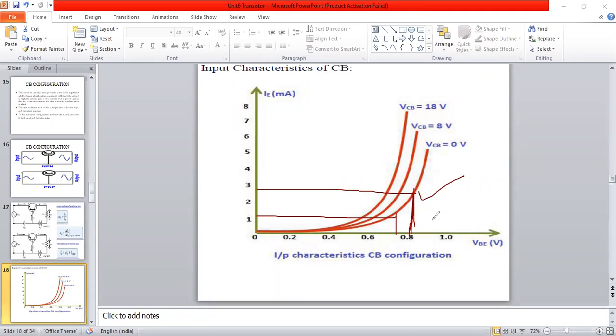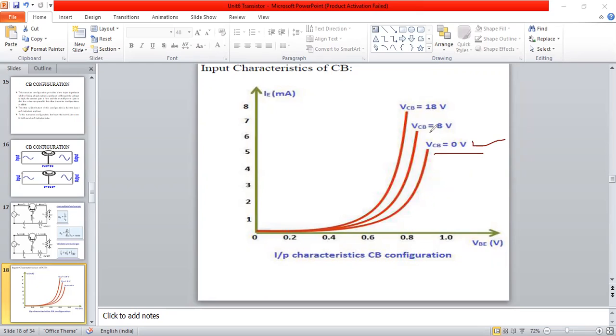It indicates that the input resistance will be low. Very good. The input resistance will be low. We can call that one VCB equal to 0.